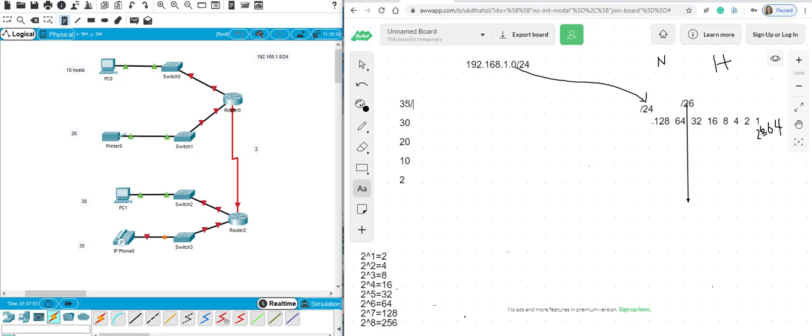So we said that's going to be a /26. We already said 2 to the 6 is 64, so that's what it's going to increment by. So let's go down and figure out what it is for 30. For 30, 1 bit won't work. 2, 3, 4. 2 to the 5th would accommodate. 2 to the 5th equals 32.